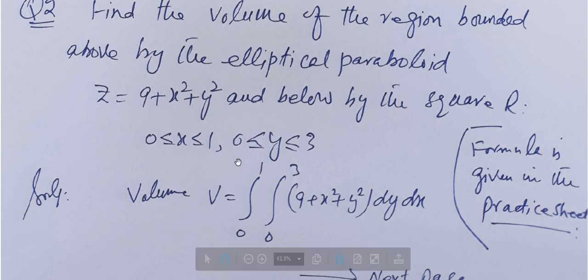So your f of xy is given as 9 plus x square plus y square. Why have we written dy here? Because 0 to 3 is the limit for y. You can write dx here too, but then you must write the limit 0 to 1 inside and 0 to 3 outside. So you must be very careful. If you write dy, then inside you must write the limit of y, and if you write dx, then outside you must write the limit of x.